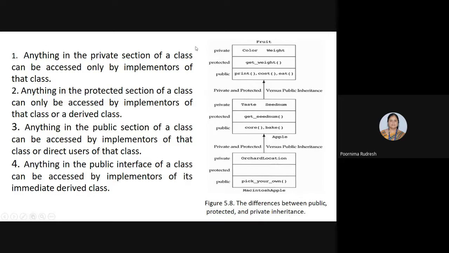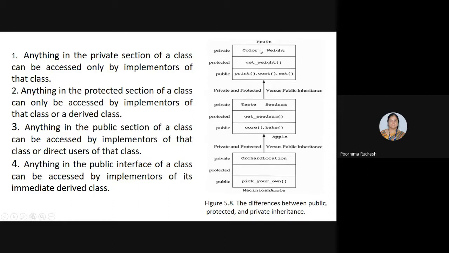Now we'll see the private section of fruit, apple, and Macintosh apple. What is the private section of fruit? It is color and weight. Here it is taste and seed number, and here it is archive location. These are the private areas for the Macintosh apple class, apple class, and fruit class. So what does point one say? It says that anything in the private section of a class can be accessed only by the implementer of that class. This leads to the color and weight, which are declared in the private area of the fruit class, being accessed by the implementers of the fruit class only.